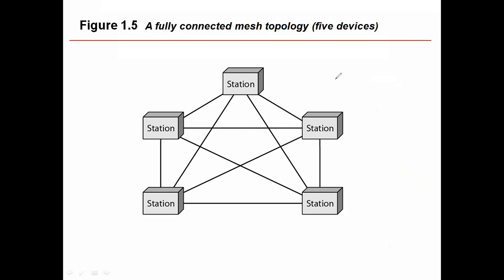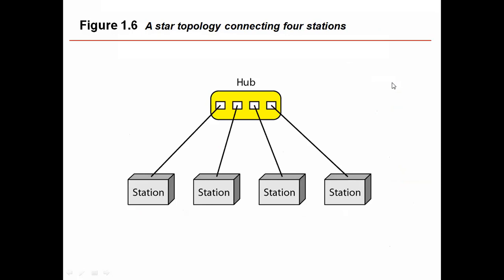Secondly, the star topology. The star topology is a little bit simpler when you compare it with the mesh topology. Here the complexity is very low because only one link is necessary for one system. Here we have stations 1, 2, 3, 4, and all 4 stations are linked with the hub. It needs only one link each.